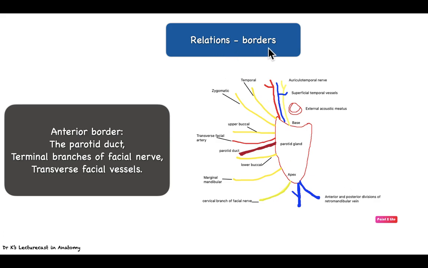Coming to the relations of the borders. This is kind of easy to remember. Anterior border, all the 5 branches of facial nerve emerge here. Can you see? The 5 branches emerge here, which are considered to be the terminal branches of facial nerve, and the transverse facial vessel. So remember, one nerve, one vessel and a duct. We know parotid gland secretes saliva, so it has to be carried to the oral cavity by a tube, which is the parotid duct. So the branches of facial nerve and the parotid duct and transverse facial artery.